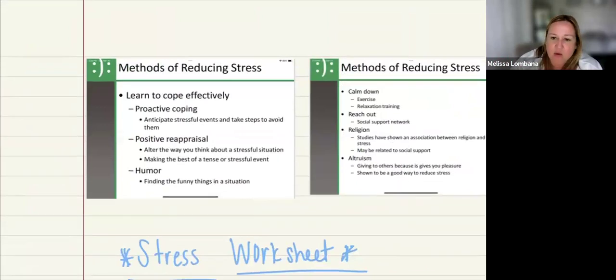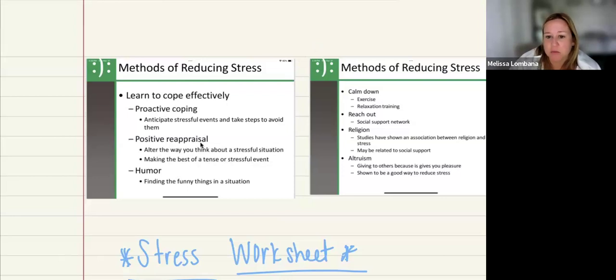Okay, and the last thing I want you to look at is methods of reducing stress. There are many different ways. I just want to talk about a couple that are effective. And a lot of it, I think, has to start with your thought process.